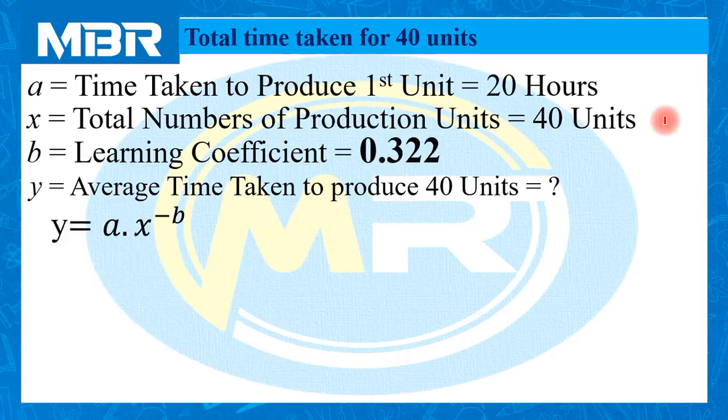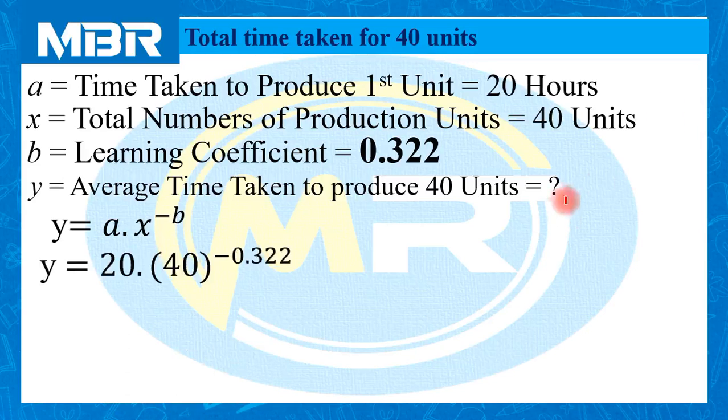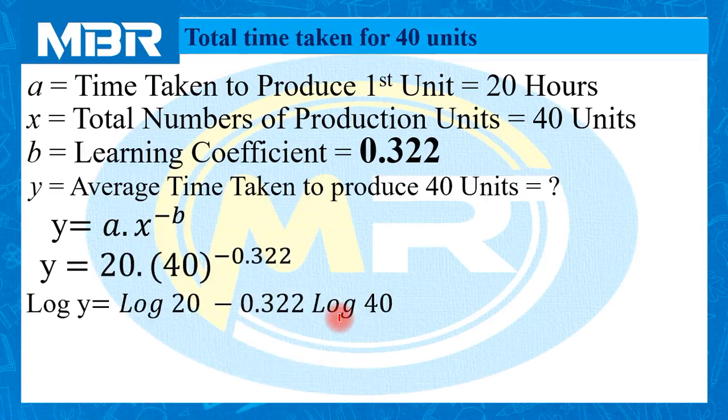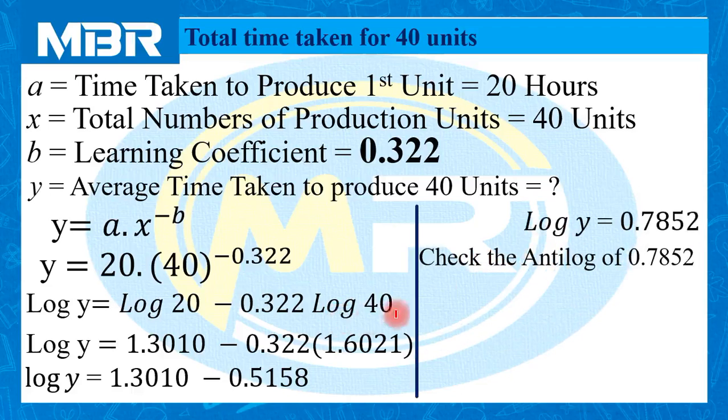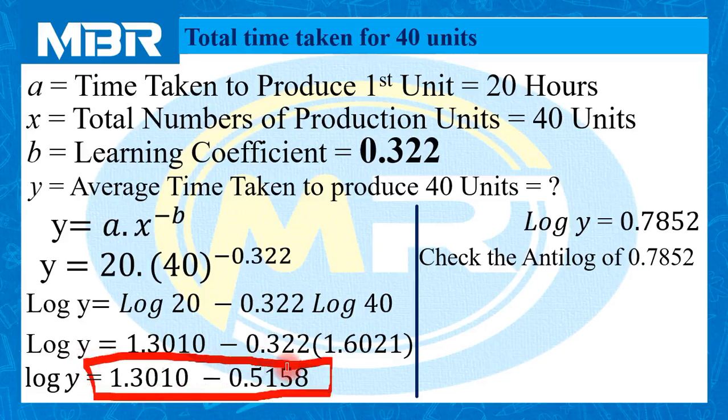Same formula is applicable in all varieties of learning curve. Only the values are different. Y is equal to A multiplied by X raised to minus B. Insert the values of different variables in the formula and use the log table in order to solve the problem. The result is log Y is equal to 0.7852. This 0.7852 is a difference of 1.3010 and 0.5158.